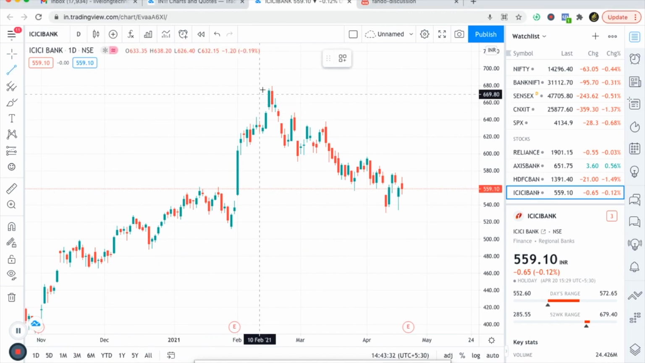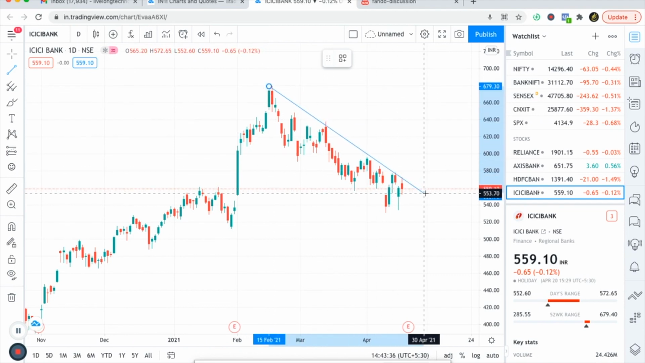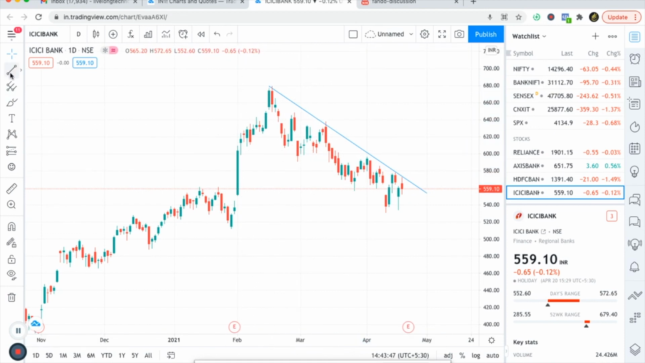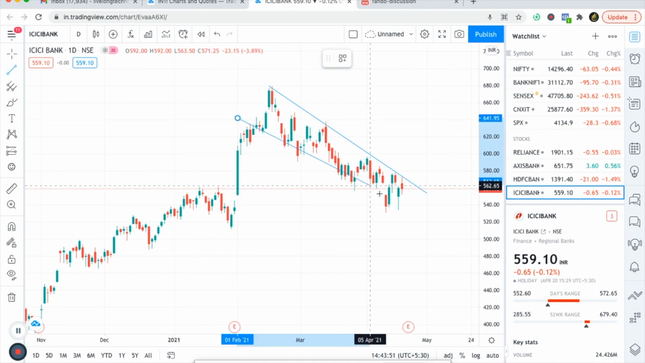I can actually mark the levels. I could just extend a trend line like this. So this looks good. This is testing these highs. These highs are being respected. I extend it down, and it's looking correct. Now one more trend line can actually be drawn connecting the lows like this.